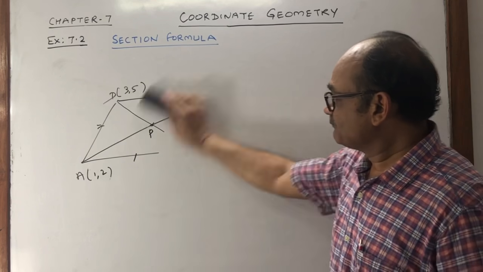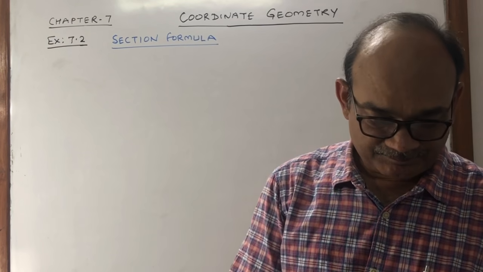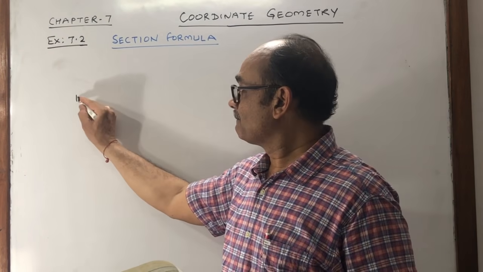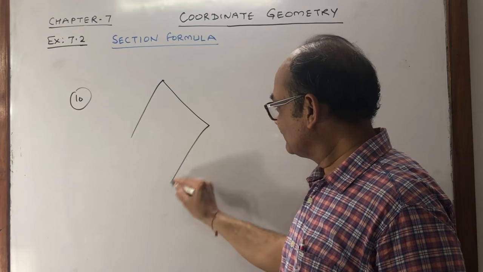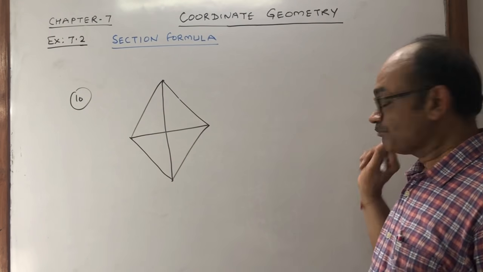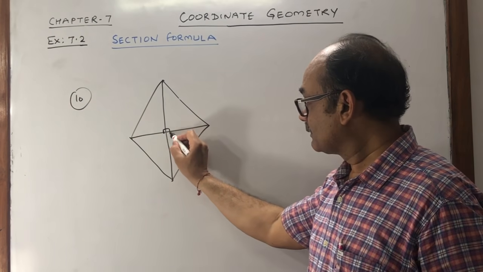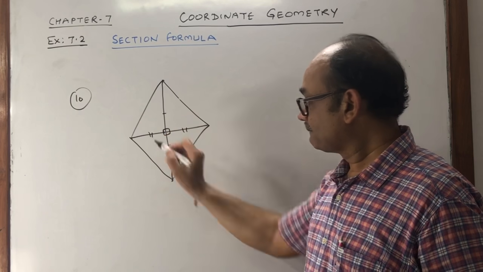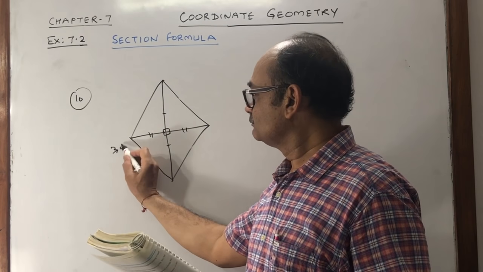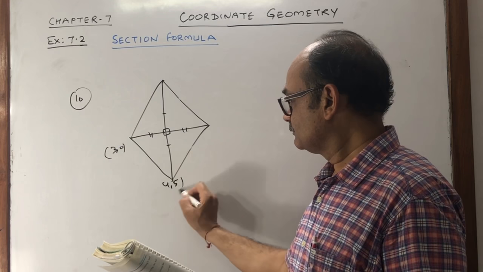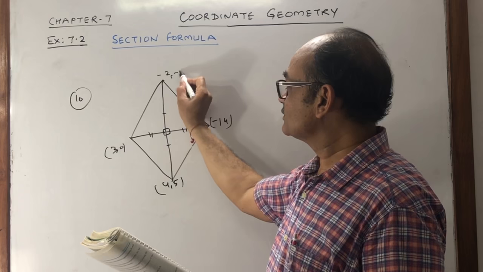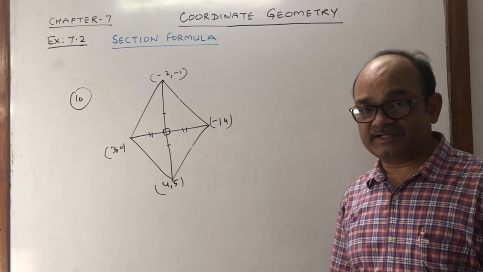Now the next one is, find the area of the rhombus. You know rhombus, what is the property? Diagonals bisect each other perpendicularly. Correct? Coordinates are given to you: 3, 0, 4, 5, -1, 4, and -2, -1. You have to calculate the area.